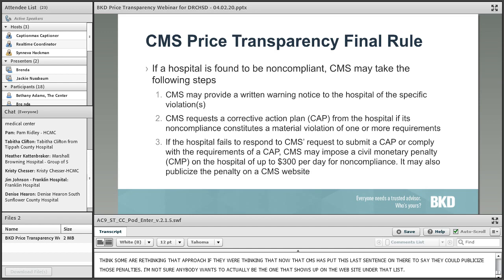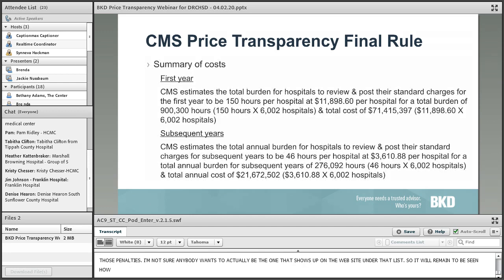I think some are rethinking that approach, now that CMS has put this last sentence on there to say they could publicize those penalties. I'm not sure anybody wants to actually be the one that shows up on CMS's website under that list. So it remains to be seen how much CMS digs into this compliance aspect, if those are the steps that are laid out in the final rule.